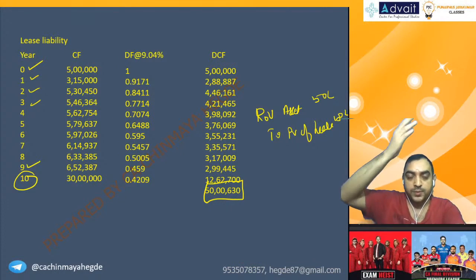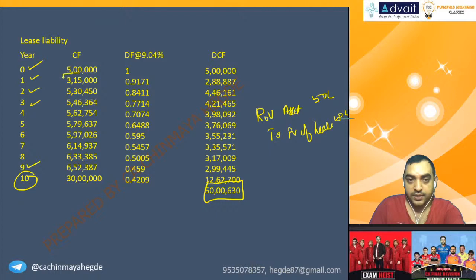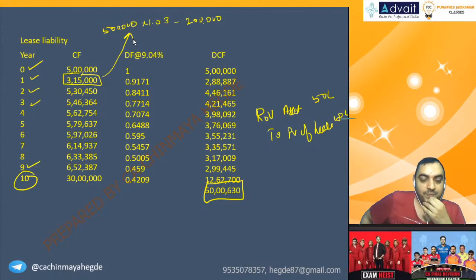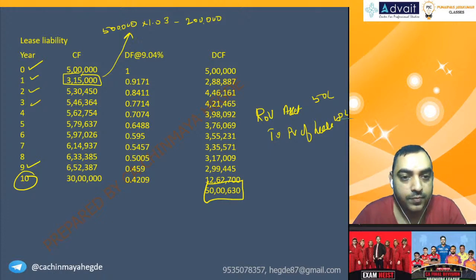You can look at the solution. Tell me if you have any doubts. In the second year, I've increased by 3%, but the incentive was there. So this is 5 lakh into 1.03 minus 2 lakh incentive. I'll subtract. I'll share the solution, don't worry later. Just try to understand, that's sufficient. I've taken 30 lakh also at the end of this period.